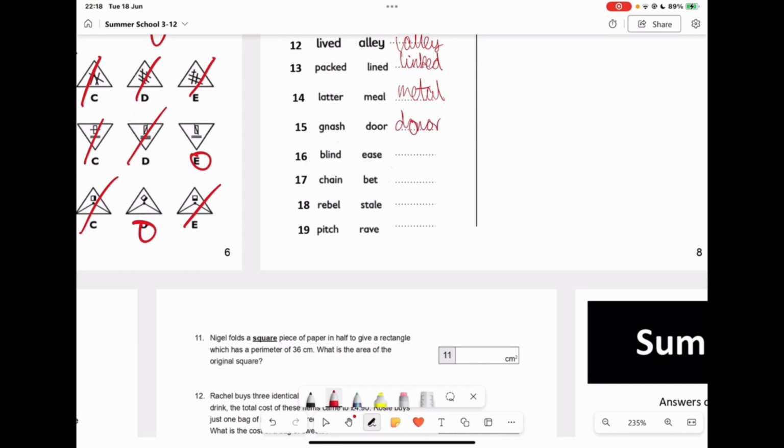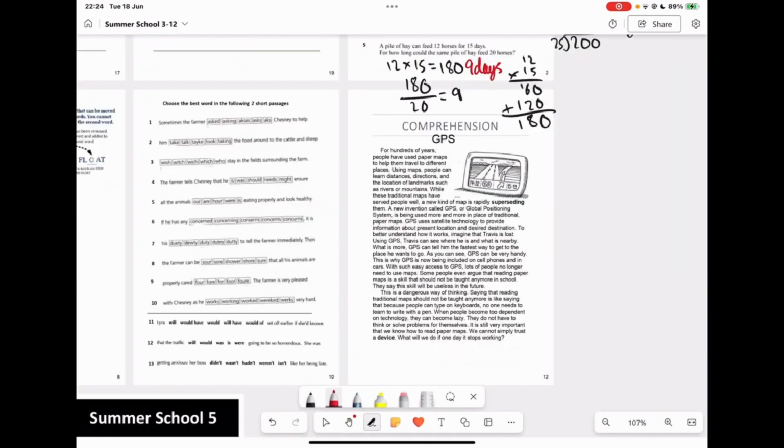For blind and ease, we'll have lease. Chain and bet, we'll have beat. Rebel and stale, we'll have real and stable. For pitch and rave, we'll have pith and crave. Okay, so comprehension GPS.